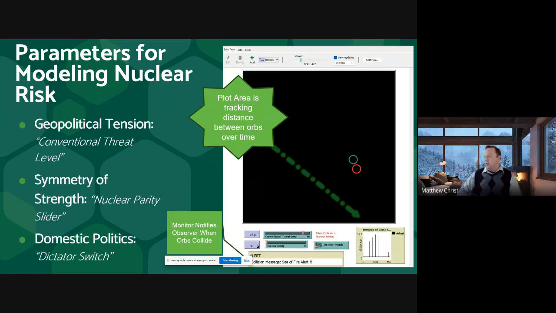Second, symmetry of strength is that crucial designator to decide if the system is going to stay in balance. Deterrence only works when there's balance, and when there's imbalance, that gridlock and the stability of the system can fade away.